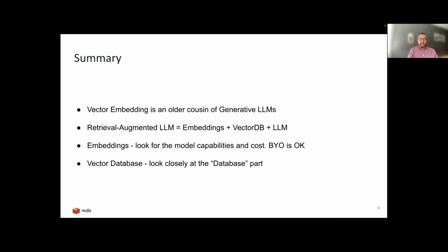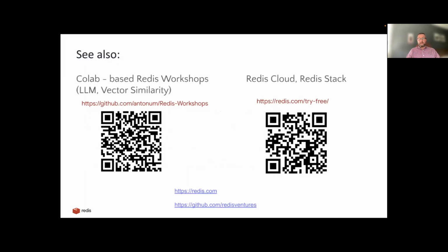If you're looking for embeddings, look for model capabilities such as language support and cost. It's totally okay to bring your own. And if you're looking for a vector database, look really closely at the database part, not the vector part. Vector part is easy. Everybody can do that. Look at things like scalability, ability to handle transactions, security, compliance, and so forth.